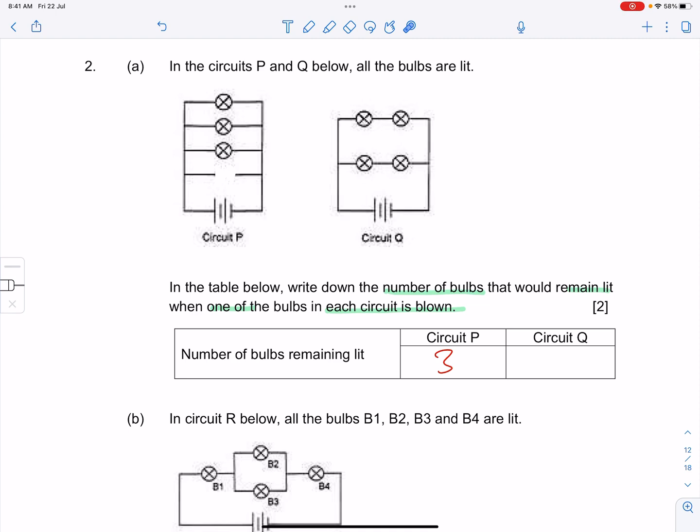Now, for Q, it doesn't matter which one. Okay, pick any one. Let's just say we pick this one over here. The maximum is 2. Because of the gap over here, there is no way I will be able to cross from here to here. So therefore, your electric current will skip this pathway, go through this 2 and return to the battery source. Therefore, the maximum is 2, no matter which one bulb you choose.